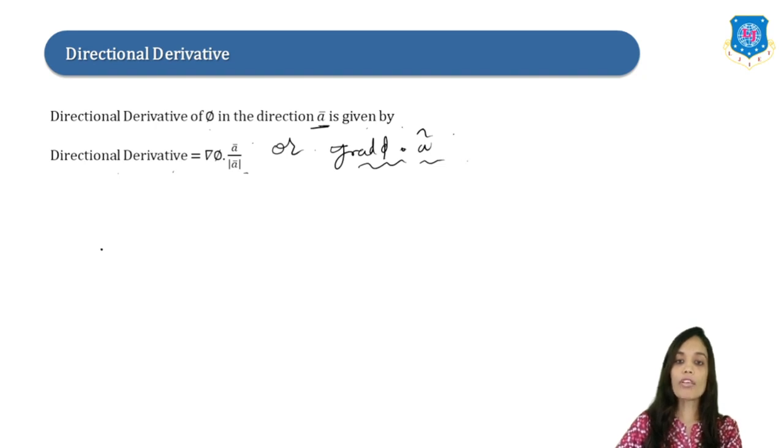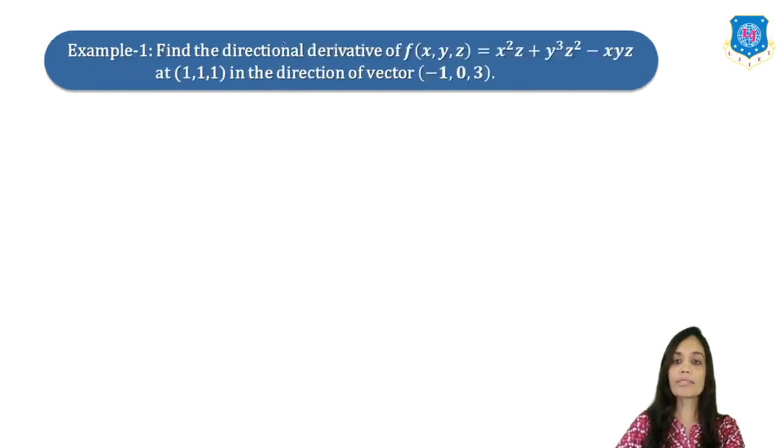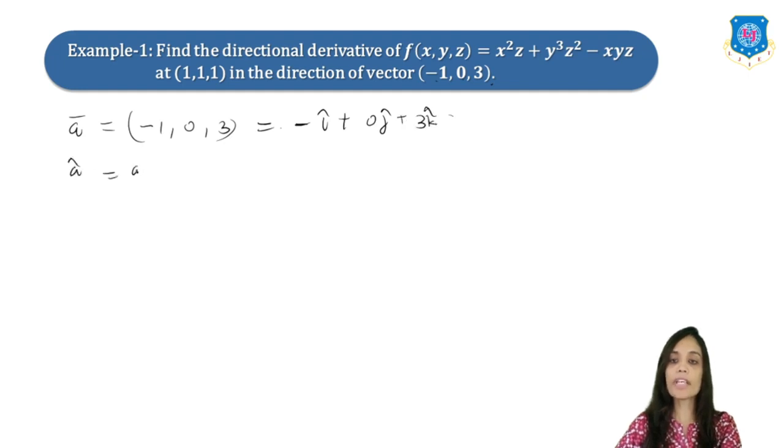Okay. So now let us solve a few examples. We have to find the directional derivative of this surface at point (1, 1, 1) in the direction of the vector (-1, 0, 3). So our a bar is what? Minus 1, 0, 3, or I can write this as minus i cap plus 0 j cap plus 3 k cap. So our a cap will be a bar upon mod a bar, right?